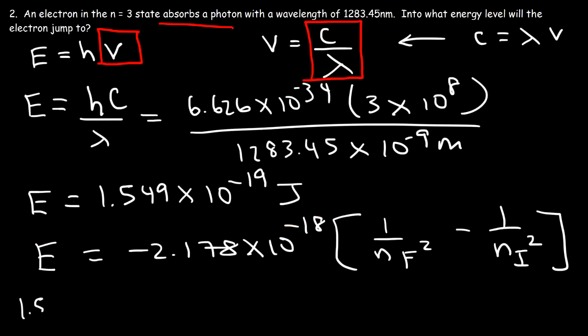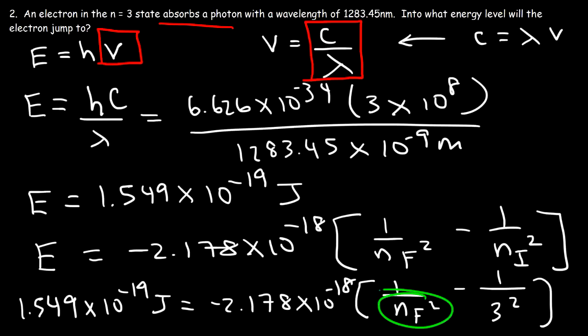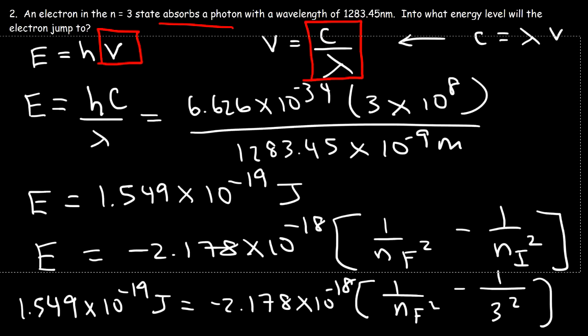So we're going to replace E with this number with a positive sign. So 1.549 times 10 to the negative 19 joules is equal to this number multiplied by 1 over n final squared minus 1 over n initial squared, where n initial is 3. So all we've got to do at this point is solve for the missing variable. I'm going to walk you through this step by step.